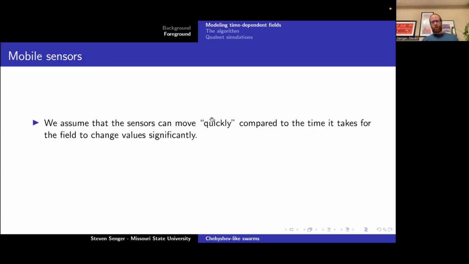I've sort of alluded to this earlier, but I want to make sure that my sensors, that my drones, can move quickly compared to the time it takes for the field to change. So I'm thinking of a quadcopter flying through a fire. Okay, fire gets hot and then it burns down. That might take some minutes or some hours for the temperature to go up or down, but hopefully a quadcopter can move in seconds, right?